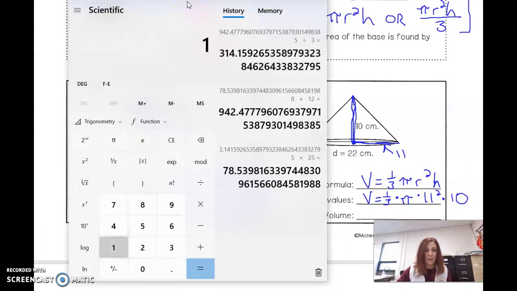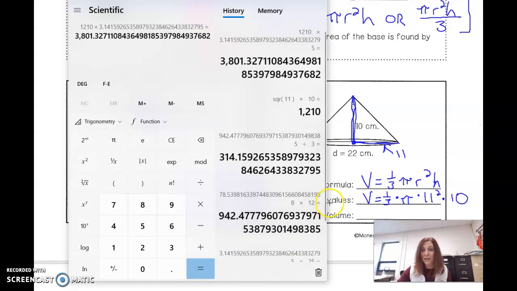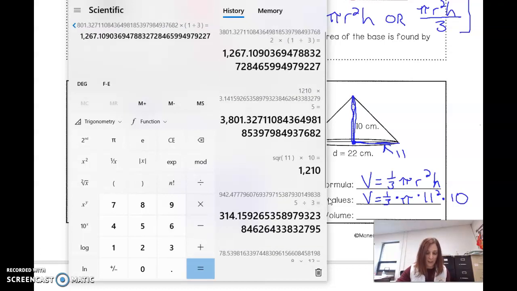I'm going to do 11 squared first, okay? Times it by 10. Multiplying, the order doesn't matter. And then times it by pi, and then take 1/3 of that. You can absolutely go times, and then I'm going to use parentheses, 1 divided by 3, because that's what 1/3 is, right? And we get 1,267.1 approximately.